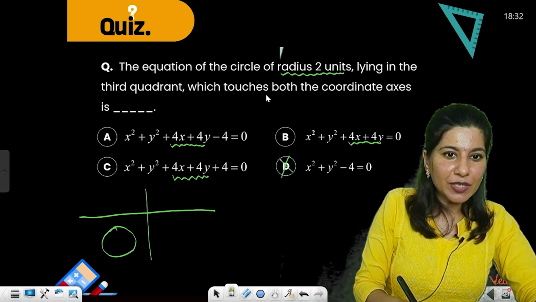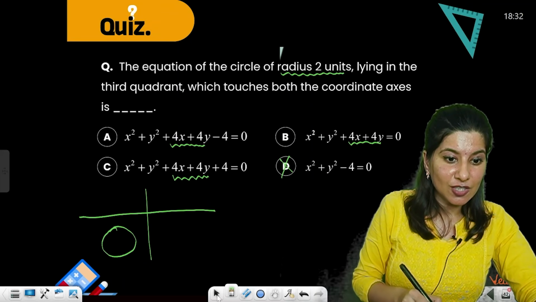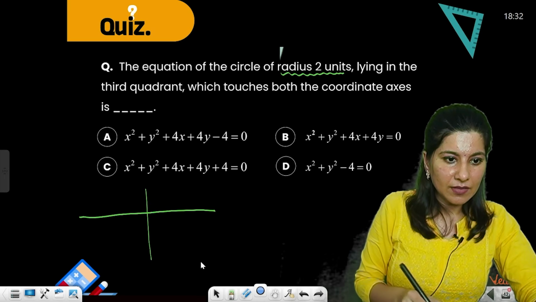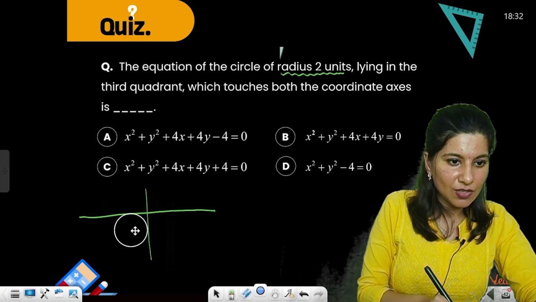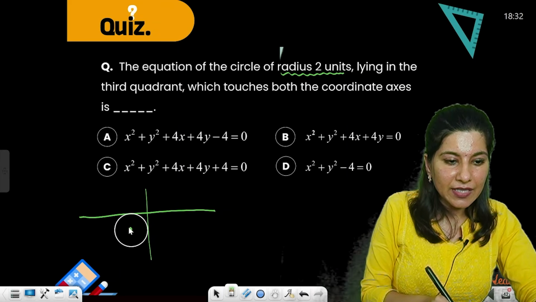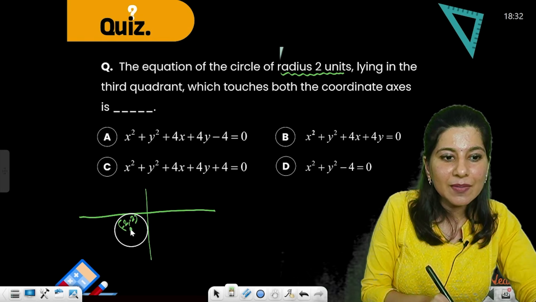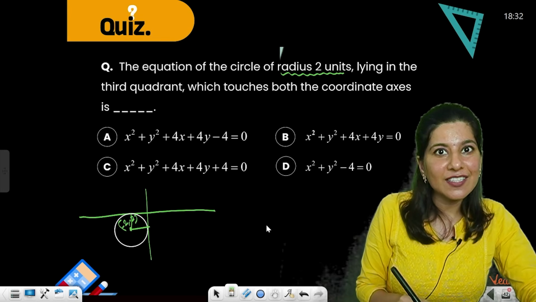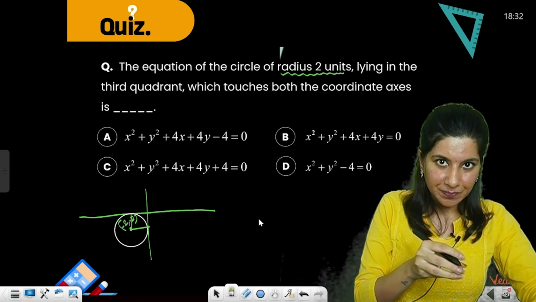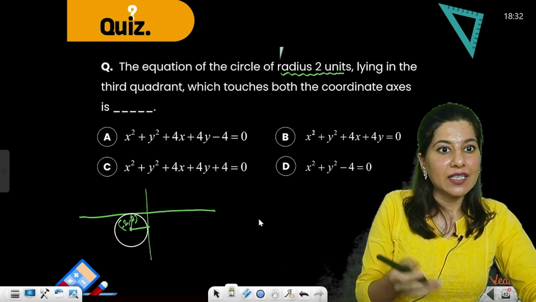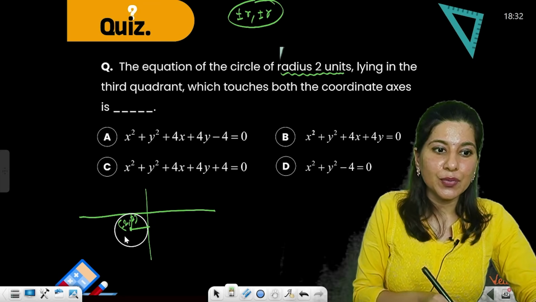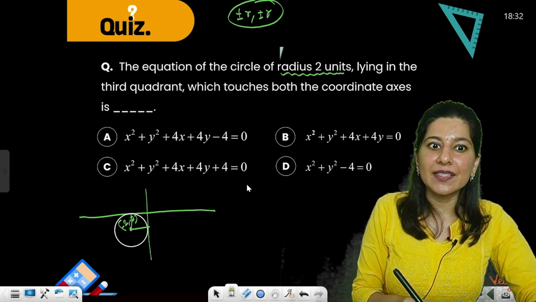Lying in the third quadrant, which touches both axes. So this circle touches both. Not bad. So we'll draw a circle which actually touches both the axes. Now the radius is 2 units, so the center will be minus 2 comma minus 2 obviously, because this and this are both the radius. When a circle touches both the axes, the center is plus or minus r comma plus or minus r, depending on which quadrant it lies in. Third quadrant, so minus r comma minus r, minus 2 comma minus 2.